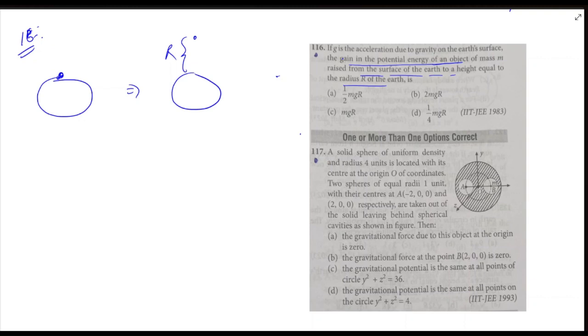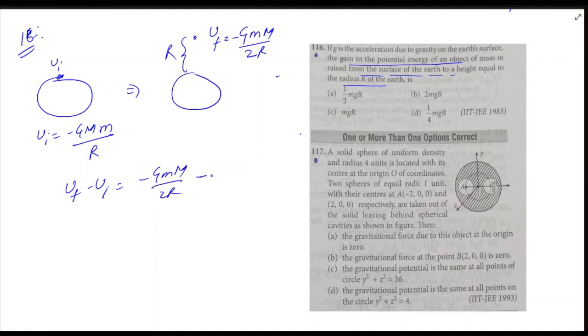So let's write the potential energy of the particle here. U initial of the particle will be minus G small m capital M divided by R. Now the final potential energy will be minus G M m by 2R, right? So the gain will be U final minus U initial. So it will be minus G m capital M by 2R, minus minus plus, G M m by R.